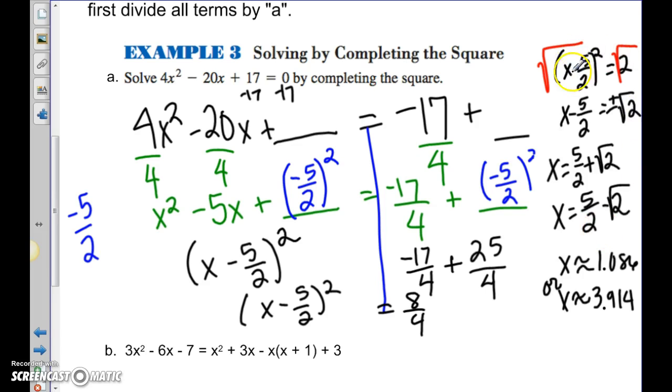All right, so what happened was I took the square root of both sides, so that means I'm going to get either a positive or a negative square root of 2. So I move the 5 halves over to the other side, so x equals 5 halves plus the square root of 2, or 5 halves minus the square root of 2. If I calculated that out, I'd get about 1.086, or about 3.914. Isn't that amazing? This isn't always the nicest way, but it works.